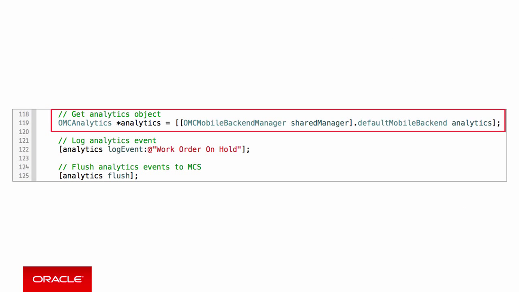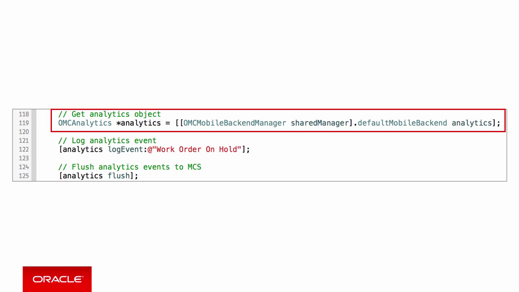The first step is to call the Shared Manager method on the OMC Mobile Backend Manager object and get access to the default mobile backend. The default MBE is the one that is specified as default in the OMC property list file. Then you call the Analytics method on the OMC Mobile Backend object to return the analytics service. For this example, let's assume that a session has already been started and that event data is being collected.